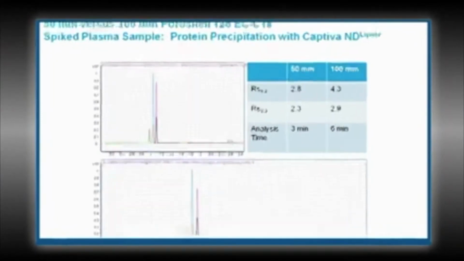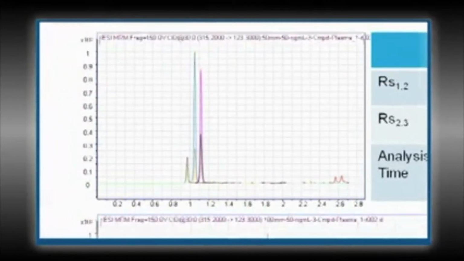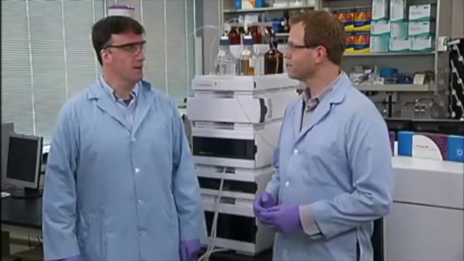As you can see, the shorter column cuts our analysis time nearly in half, and the resolution looks very similar. Good to see. So let's move on to the mass spec. We're working with the Agilent 6490 mass spectrometer with iFunnel technology. This is Agilent's newest instrument for bioanalysis and quantitation, like what we're doing today.